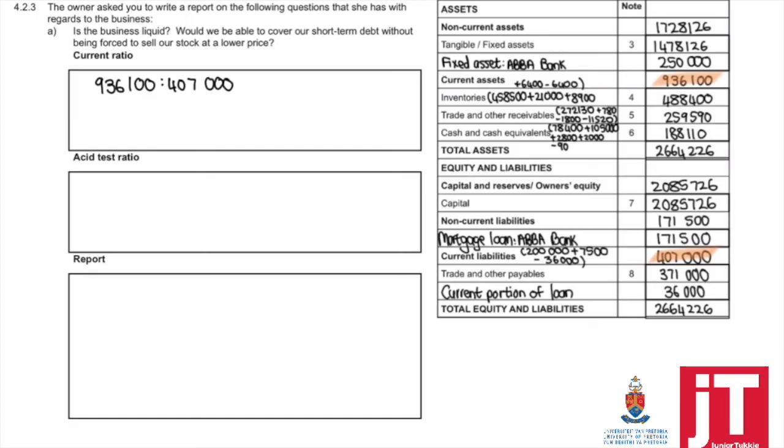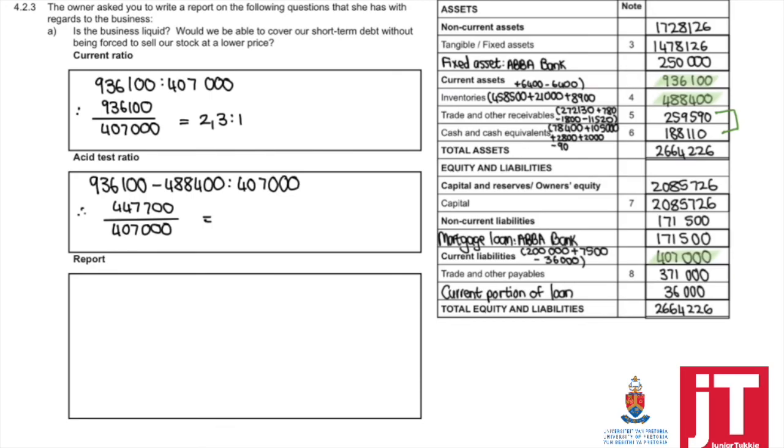To calculate the current ratio, take your current assets divided by your current liabilities. That means 2,3 to 1. It's always to 1. It must be expressed as a ratio. The acid-test ratio has two options. You can either take current assets minus inventories, or you can add note number 5 plus note number 6. Again, it will depend on how the information is given to you in a test or in an exam. This means that my acid-test ratio, your current assets minus inventories divided by current liabilities, equals 1,1 to 1.